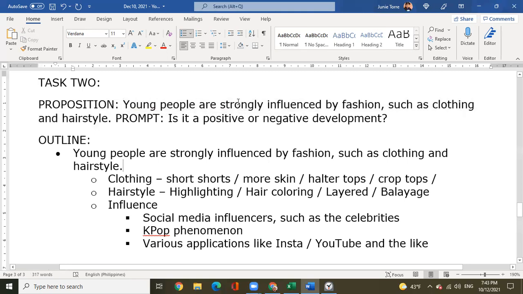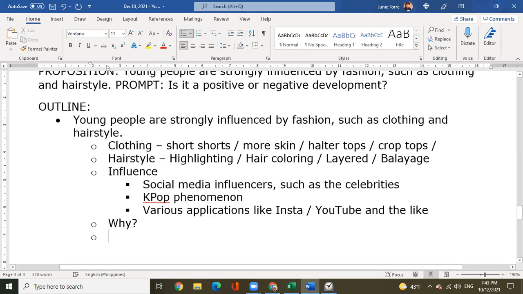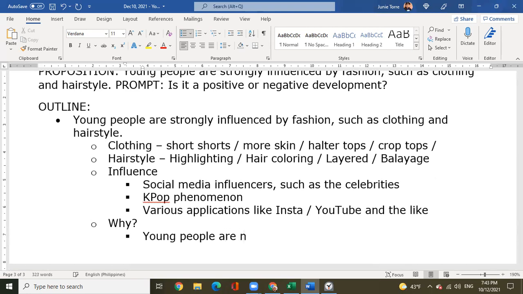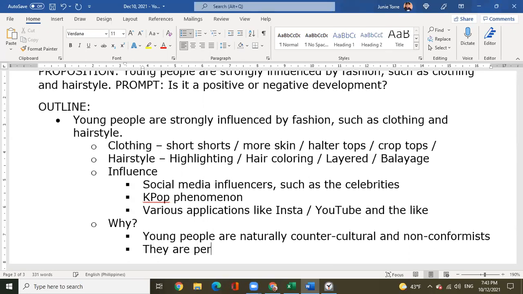Oh, I haven't talked about why they are so strongly influenced. Do you see that, guys? Why? So because young people are naturally counter-cultural, right? And non-conformist. There. They are perpetually searching for their true identity. And then that's it.